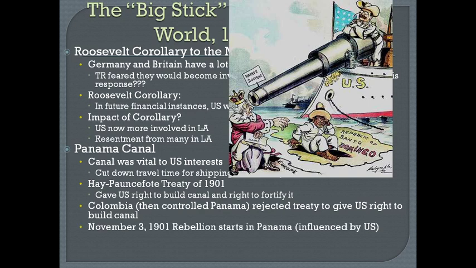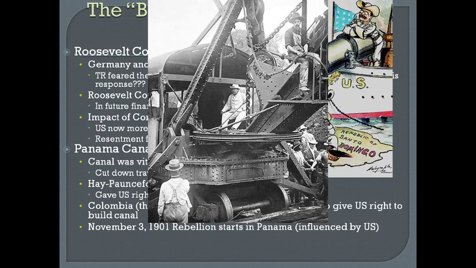So what happened was, this is kind of funny. On November 3rd, a rebellion starts in Panama. And basically, in order to overcome this obstacle of Colombia, what the U.S. does is they instigate a rebellion in Panama to rebel against Colombia and become independent, so that Colombia will no longer pose an issue to the U.S. and they could build the Panama Canal. So here's TR. During construction, he would sometimes come and oversee construction of the canal.